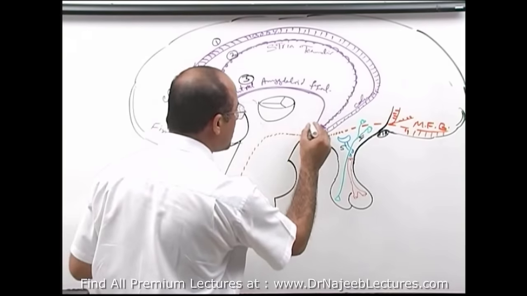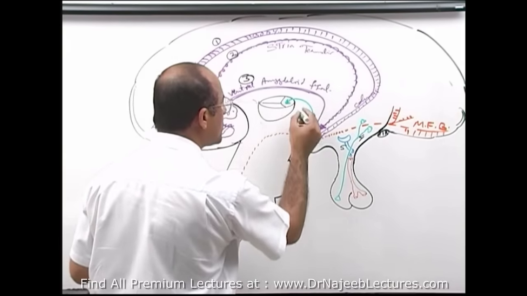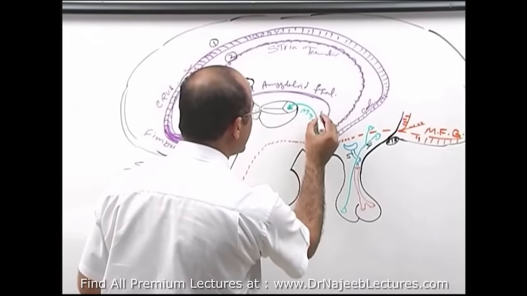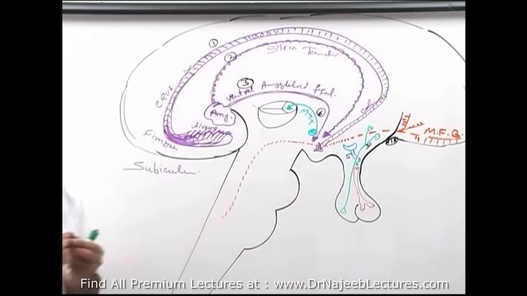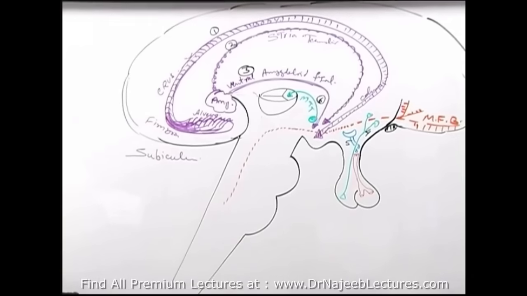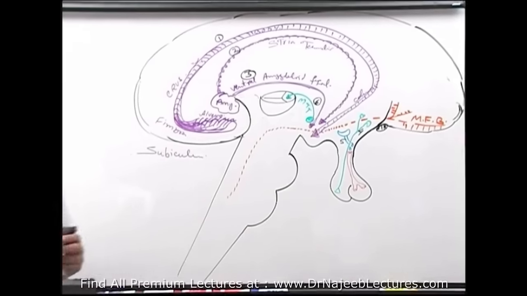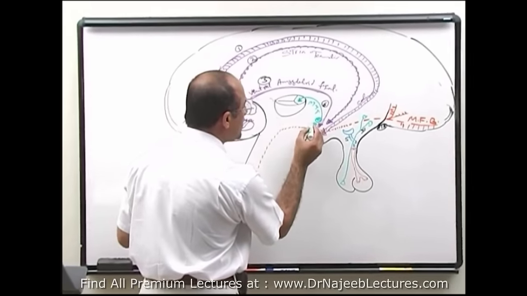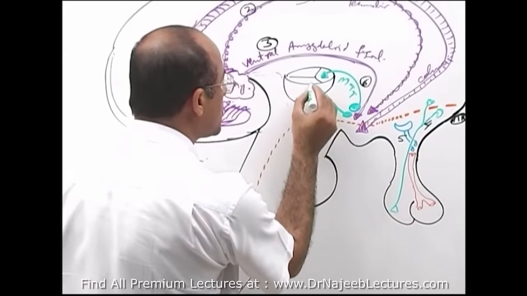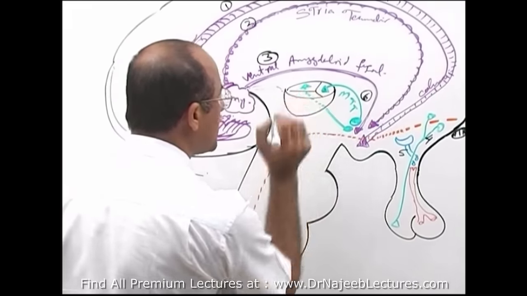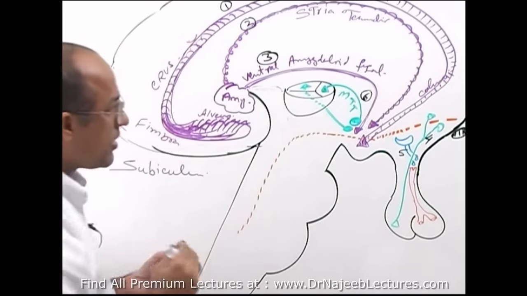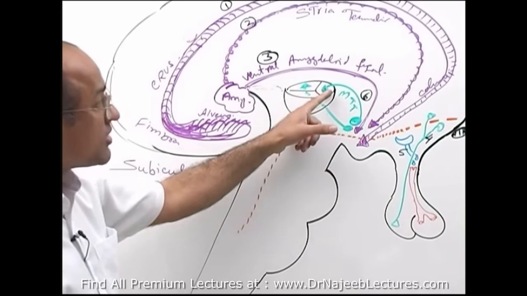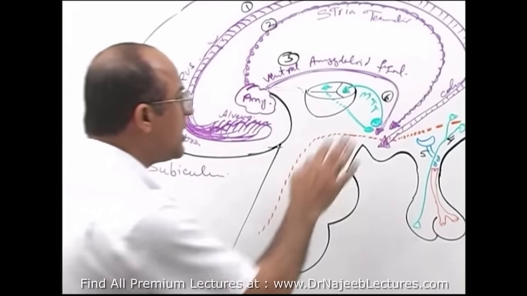So, now you already know a few things. You remember there was a connection from the mammillary body going to the anterior thalamic nucleus. What is it? Mammillothalamic tract. So, what is this pathway? Pathway number 6. Is that right? Mammillothalamic tract. Then there is another pathway from the mammillary body. From the mammillary body, it is going to the thalamus, but going to the dorsomedial nucleus of the thalamus. What is this pathway?